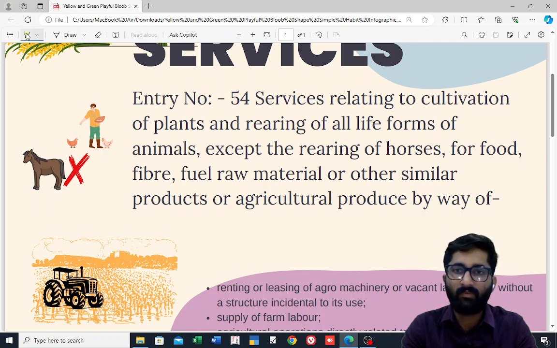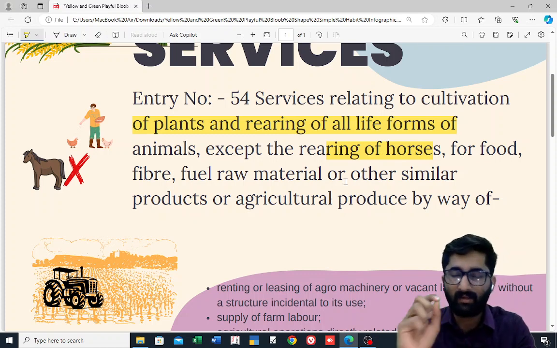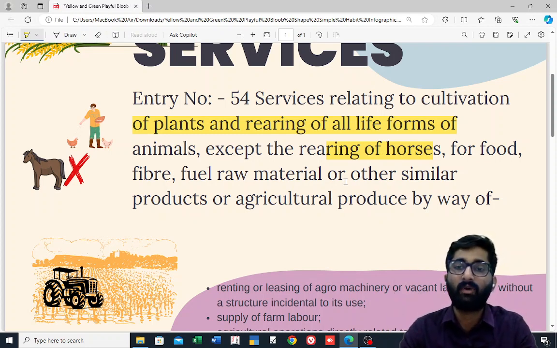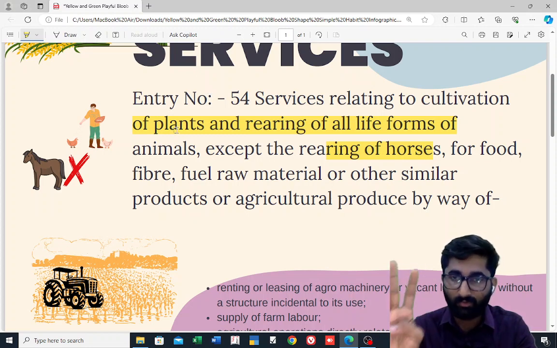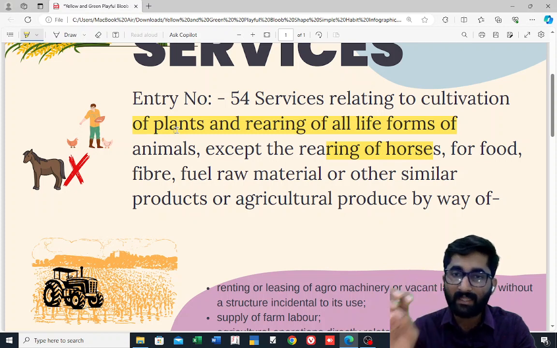Entry number 54 is talking about services relating to the cultivation of plants and rearing of all life forms of animals except rearing of horses, for food, fiber, fuel, raw material or other similar products of agricultural produce. So entry number 54 says that any kind of agricultural activity that you do, for what purpose? For the purpose of food, fiber, fuel or raw material or other similar products.